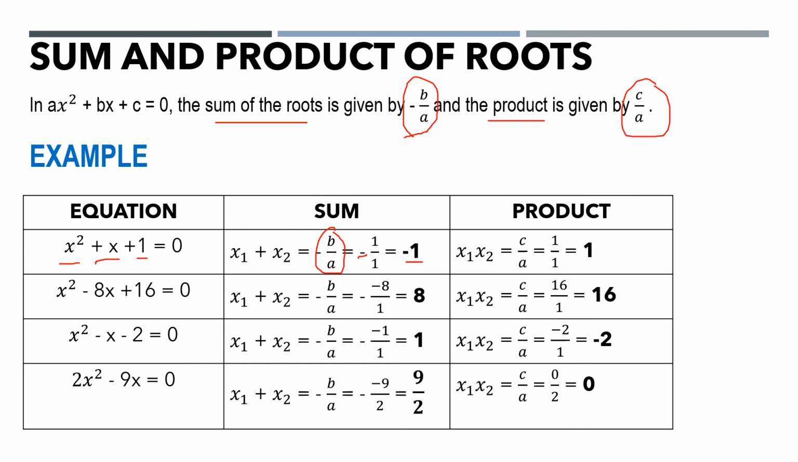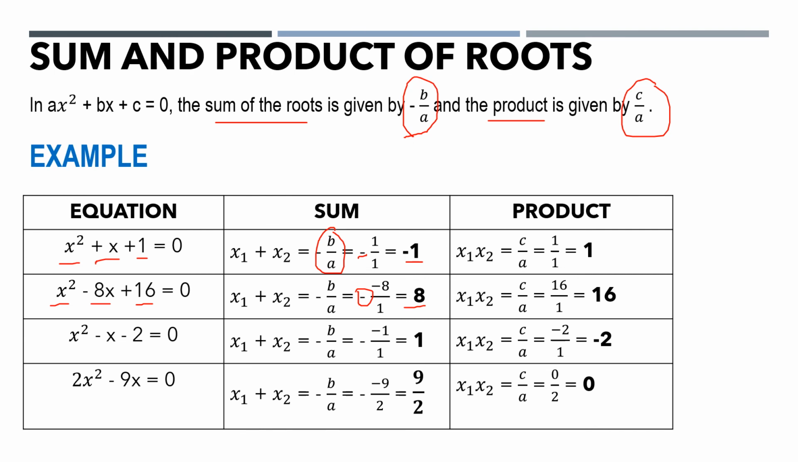Next, x squared minus 8x plus 16 equals 0. So, yung b natin ay negative 8, ang a natin ay 1. Kaya, negative 8 over 1 is negative 8. Tapos, may negative pa tayo dito. Kaya, negative times negative 8 ay positive 8. And then, c. Ang c natin ay 16. Ang a natin ay 1. So, 16 over 1 ay 16.